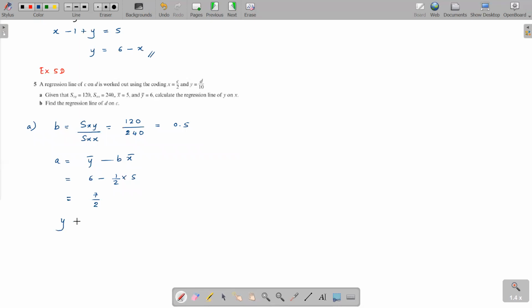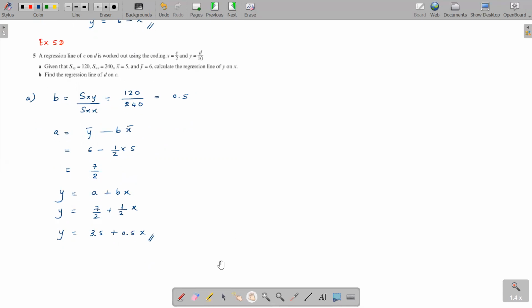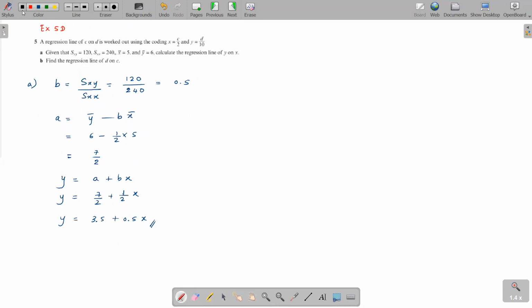And we can get the regression line quite easily. y equals a plus bx is the line of best fit. So y equals a is 7 over 2, b is half or 0.5, x. Are you with me guys? So this is the equation of the regression line. In this case everything comes in exact figures, right? 7 over 2 is 3.5 plus 0.5x. All right guys, so that's done. Part b.